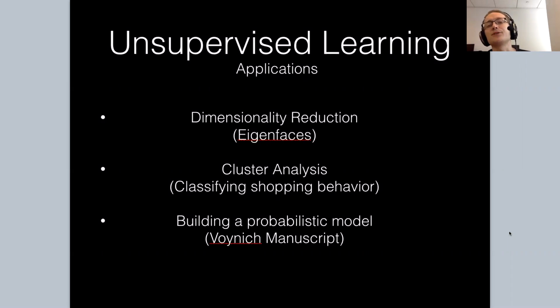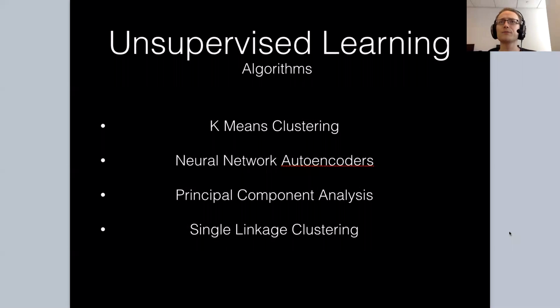such as with the Voynich manuscript, which I'm not going to explain if you haven't heard of it, but you should look it up in Wikipedia because it's really cool. Some algorithms you can use with this are k-means clustering. You can use neural networks again with autoencoders. You can do principal component analysis or single linkage clustering. Yeah, pretty much.